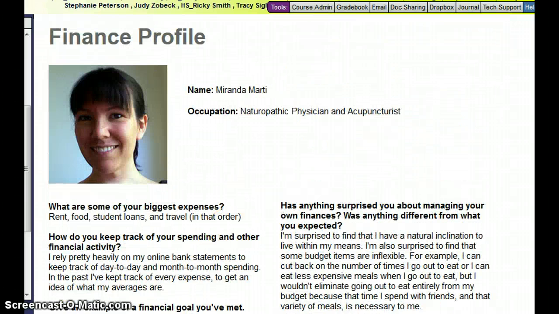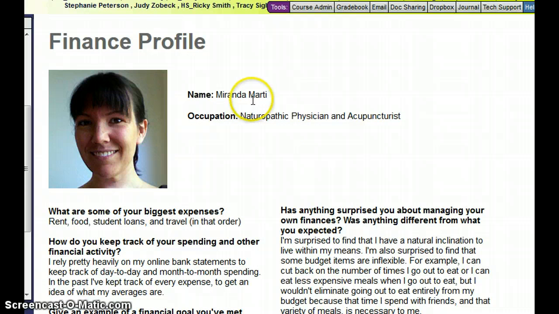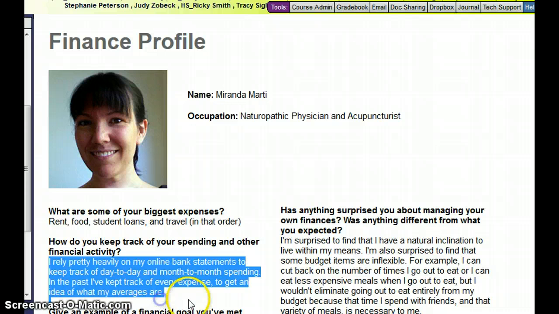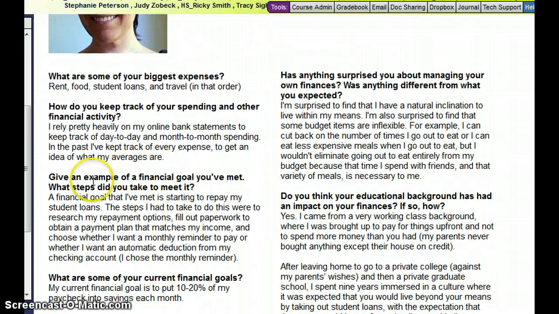Here's an example of a financial profile. We have Miranda Marti. She is a physician and acupuncturist. Some of her biggest expenses are rent, food, student loan, and travel. She keeps track of her spending and financial activity. She relies on her online bank statements to keep track of her month-to-month spending. To give an example of financial goals she's met: a financial goal I met is starting to repay my student loans.